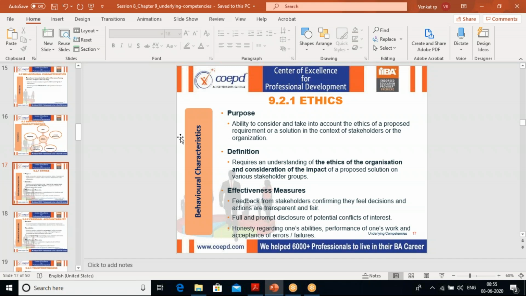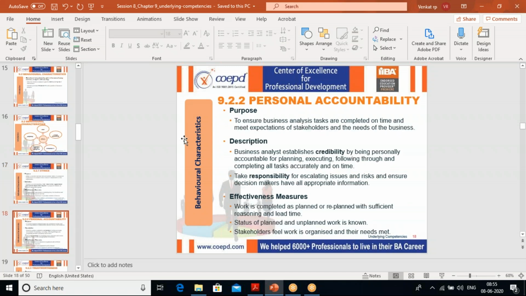First of all, we should have our own ethics, and we should follow the ethics of the organization as well. Thereby we can improve our own value and the value of the company as well, right? And the next one is trustworthiness, and the next one is personal accountability.